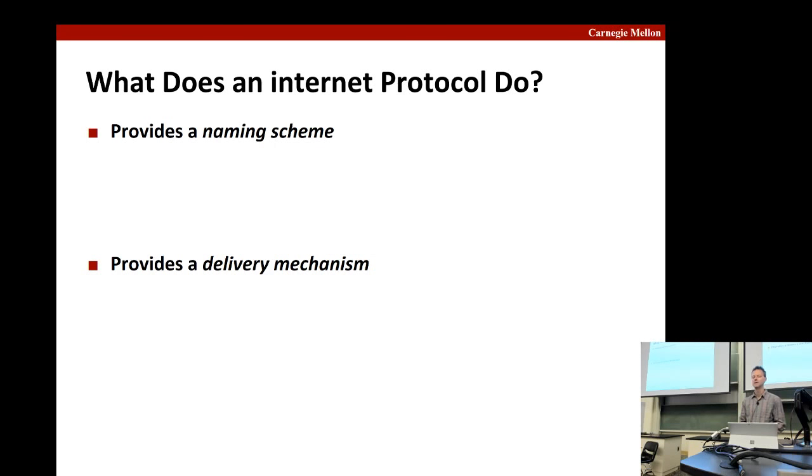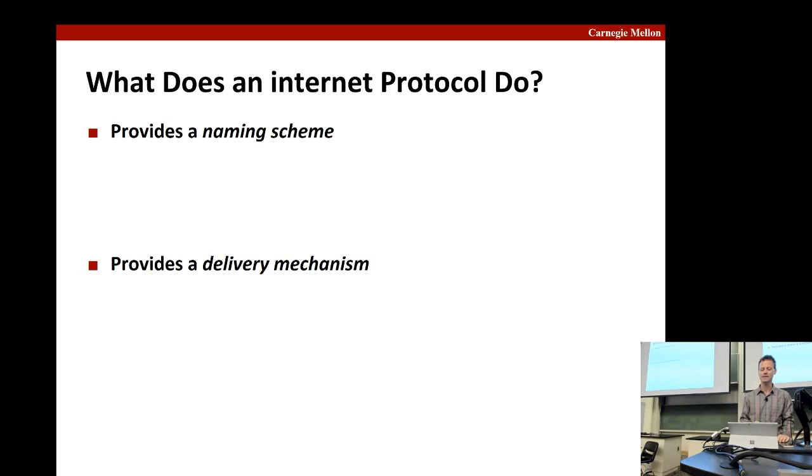Okay, so in the next level of detail, what do we need? We need a way to name something we want to send a message to. Okay, so that's a naming scheme. We need a way for one host to be able to identify another host such that they can communicate.